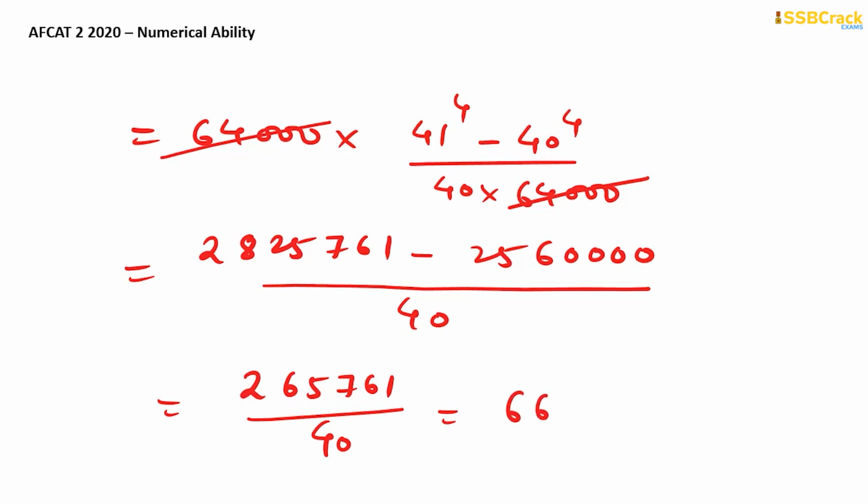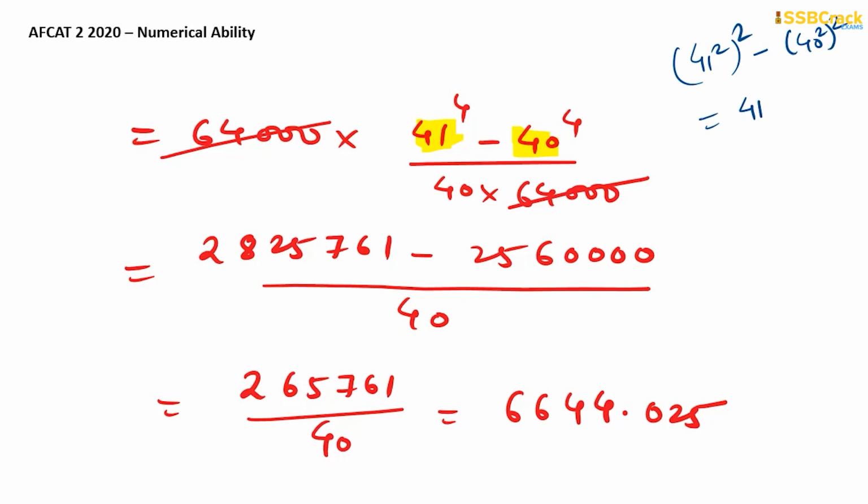that is 6644.025. And if you are interested, you can calculate this answer by applying the identity over here, just by splitting 41 to the power 4 minus 40 to the power 4. First of all, you can write that as (41 square plus 40 square) multiplied by (41 square minus 40 square). And again, you can apply the a square minus b square identity, that is (a plus b) into (a minus b), to calculate further.